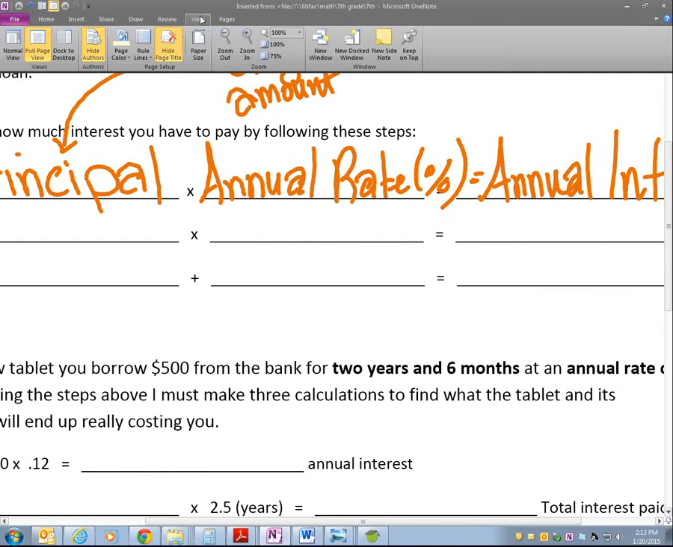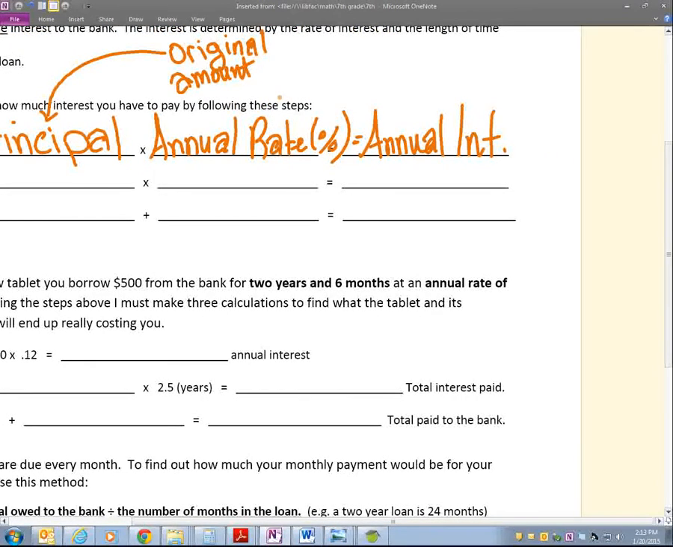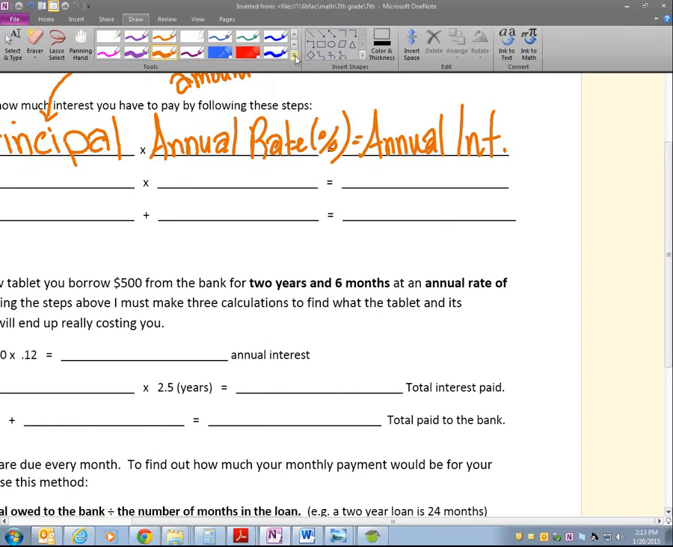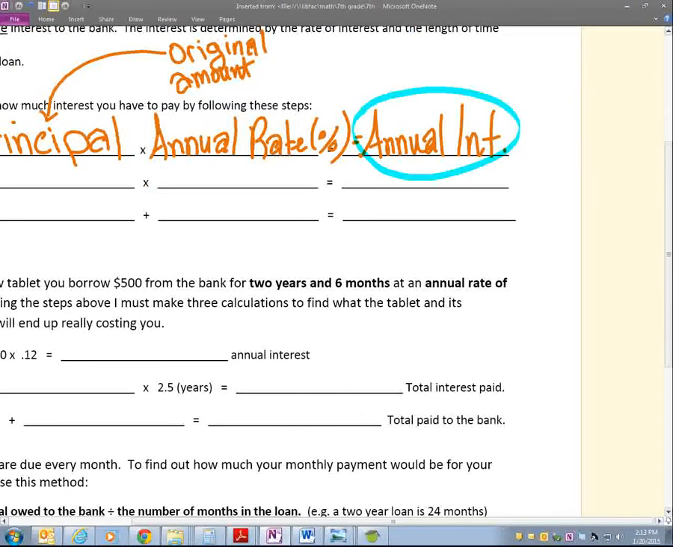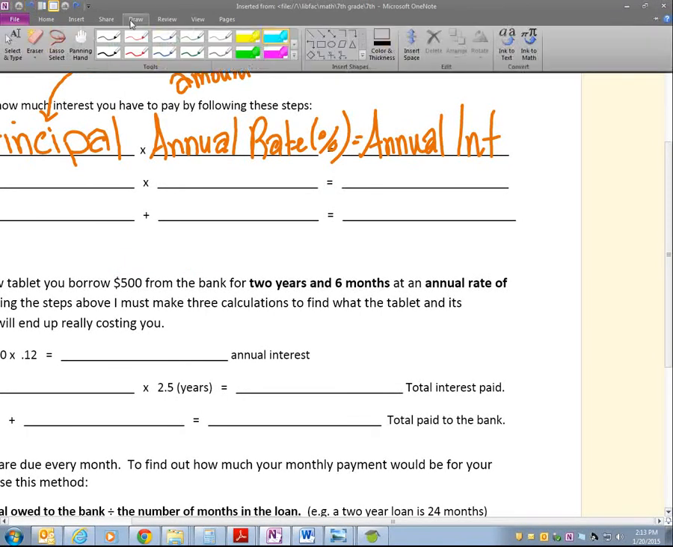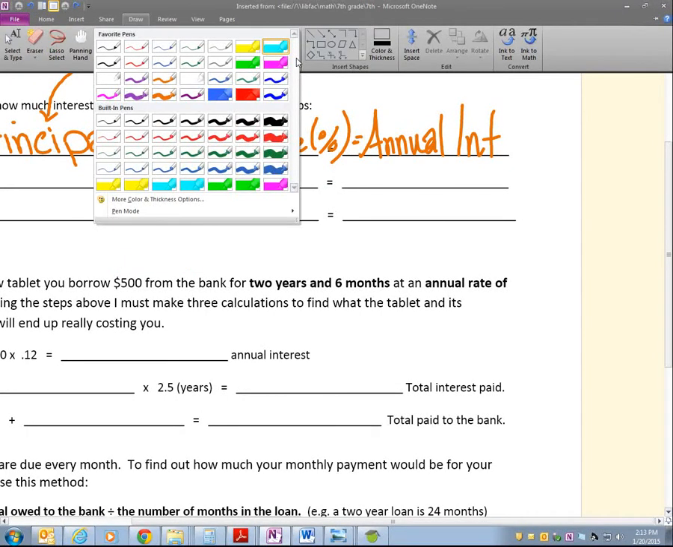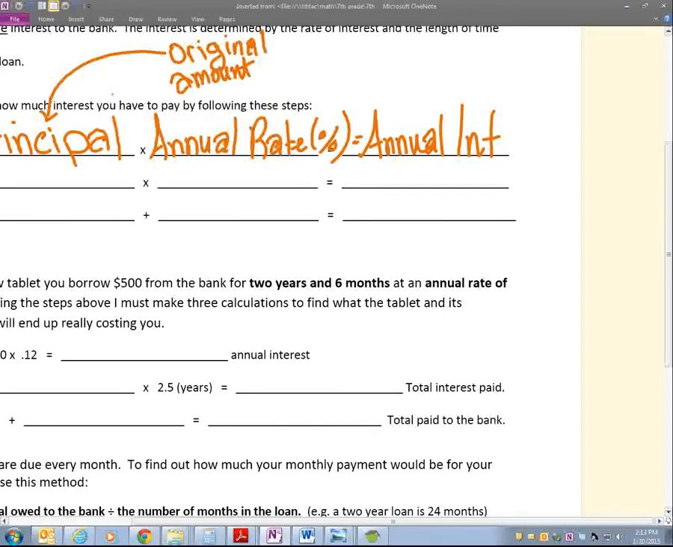Now, you do not have to write what I do here in the highlighter. Now I'm going to take this annual interest and use it to find something else. I'm going to insert it right there. So rewrite annual interest in that spot, please. And I'm going to use a different color.